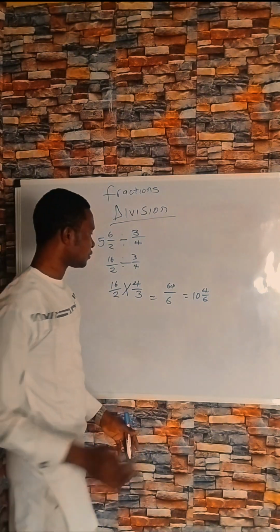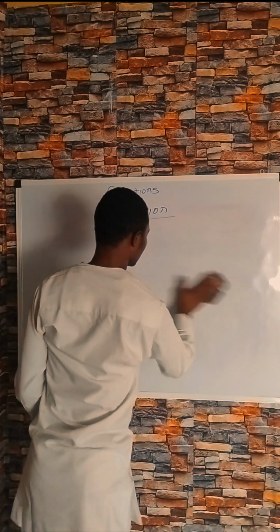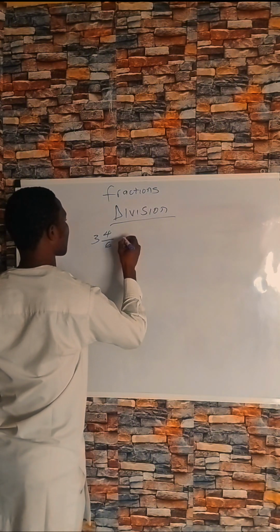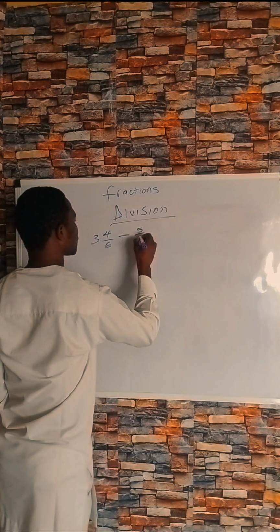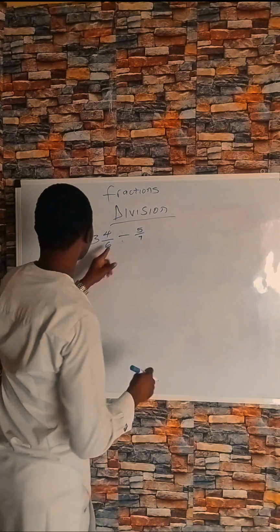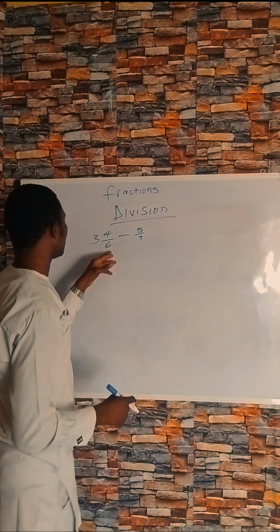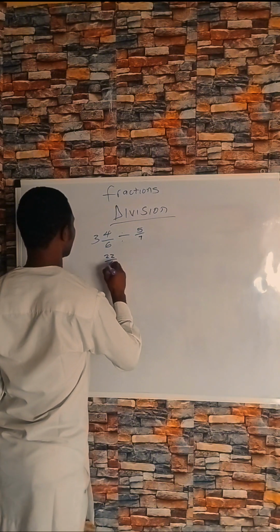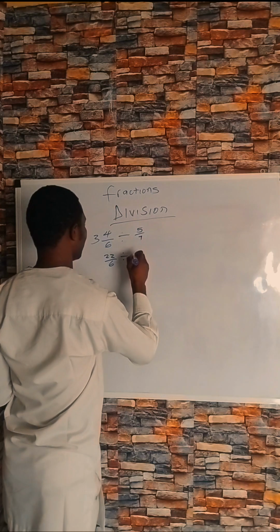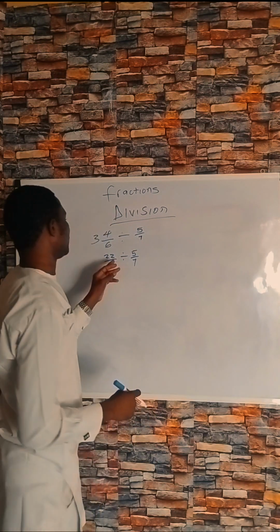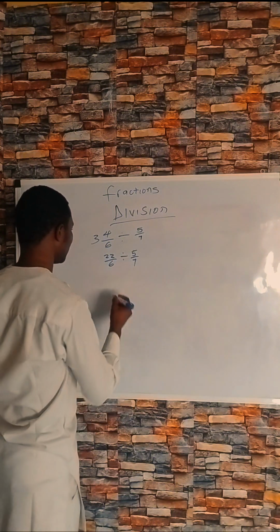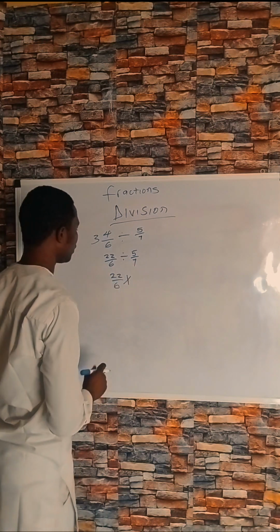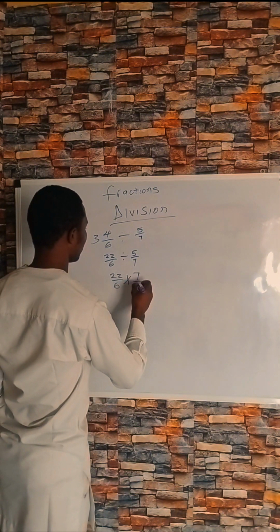Let's take one more example on this. Right. So convert this to an improper fraction. This is 6 times 3 is 18 plus 4, that is 22. It becomes 22 over 6 divided by 5 over 7. To solve this, apply the keep, flip, change method. It becomes 22 over 6, this changes to multiplication, multiplied by 7 over 5.